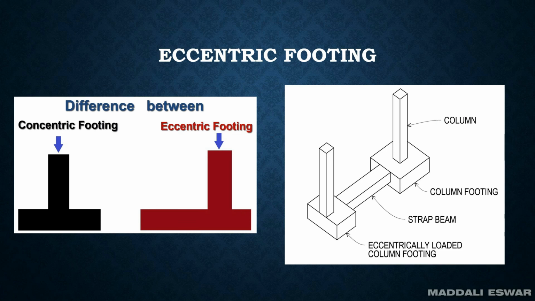Coming to the eccentric footings, we have a difference between concentric footings and eccentric footings. As I said earlier, these footings are all concentric footings because the column is placed in the center of the footing. Coming to the eccentric footing, the column is adjacent to the center. That means on the left side or right side of the footing we have a column.